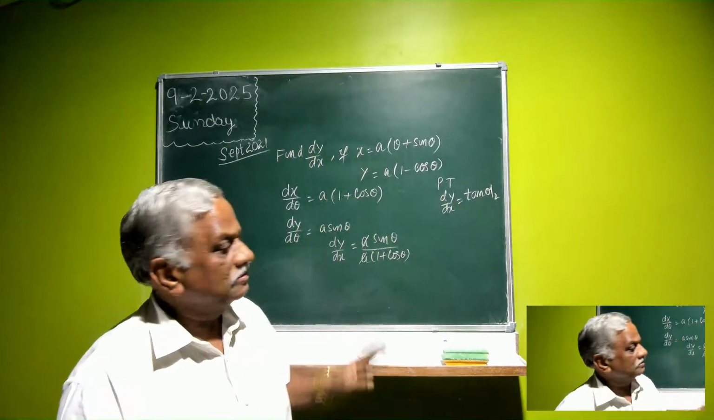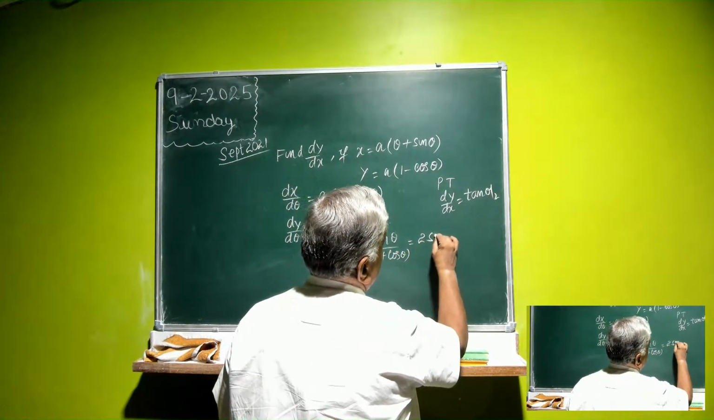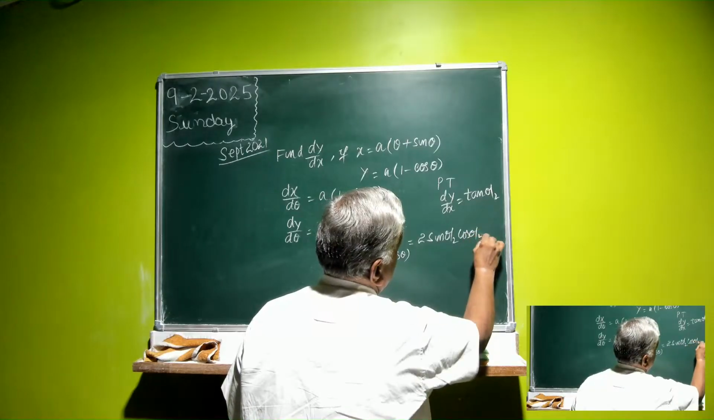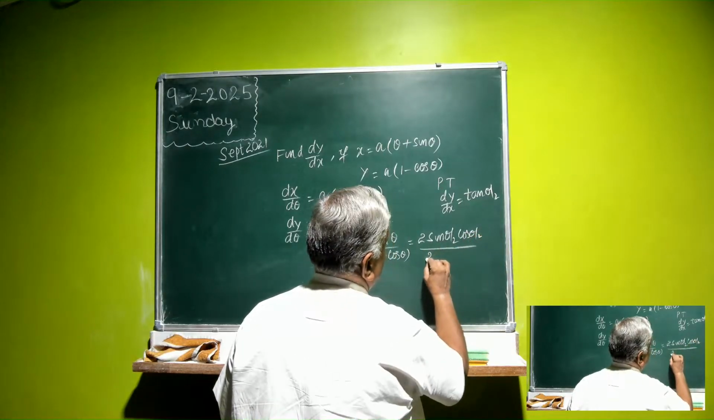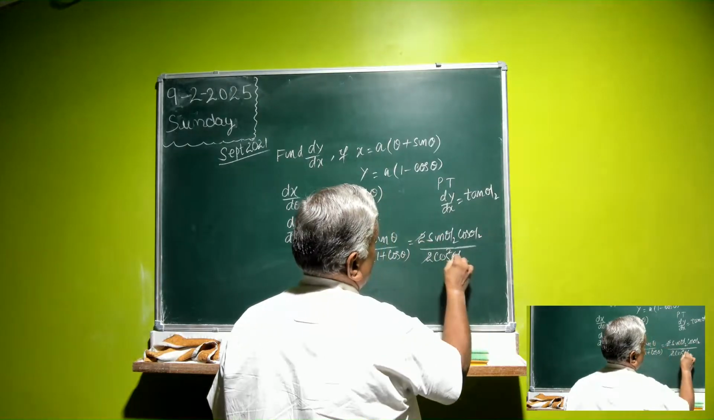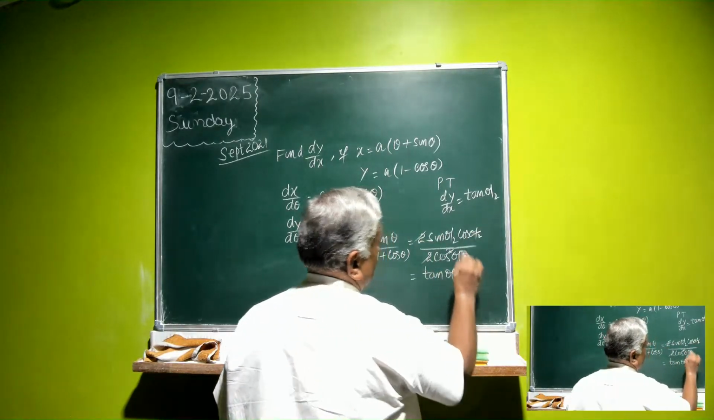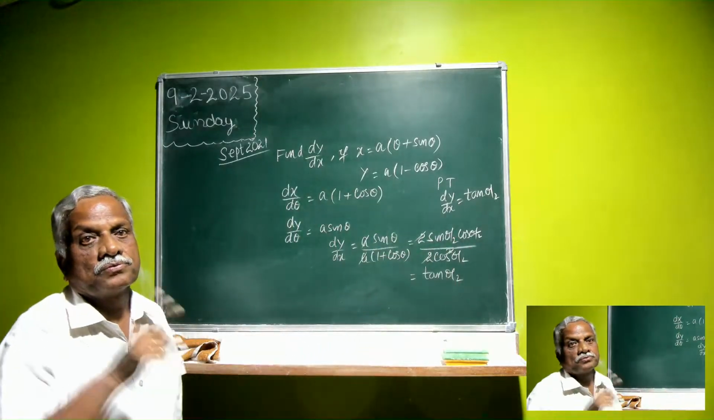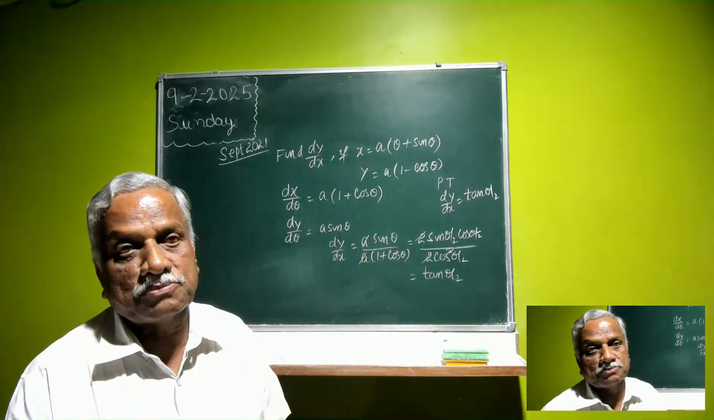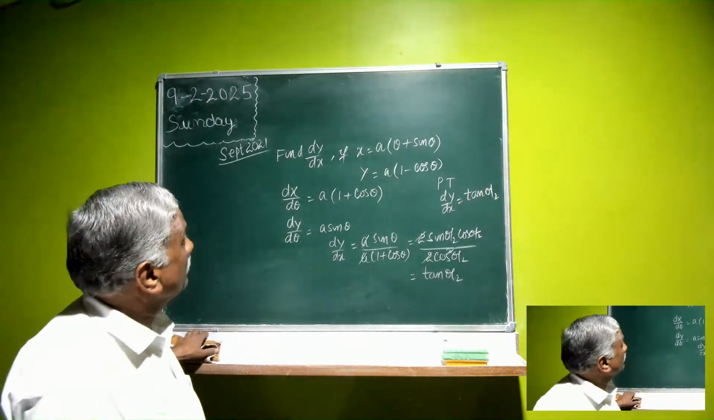For simplification, you use the half angle formula: 2 sin theta by 2 cos theta by 2 divided by, you need to remember these formulas. So when cos gets cancelled, you get tan theta by 2. This step you write only if the problem needs prove that. Otherwise, that is not required.